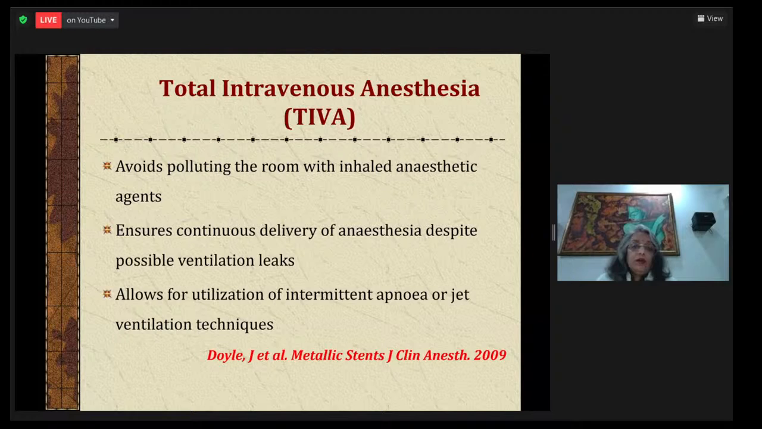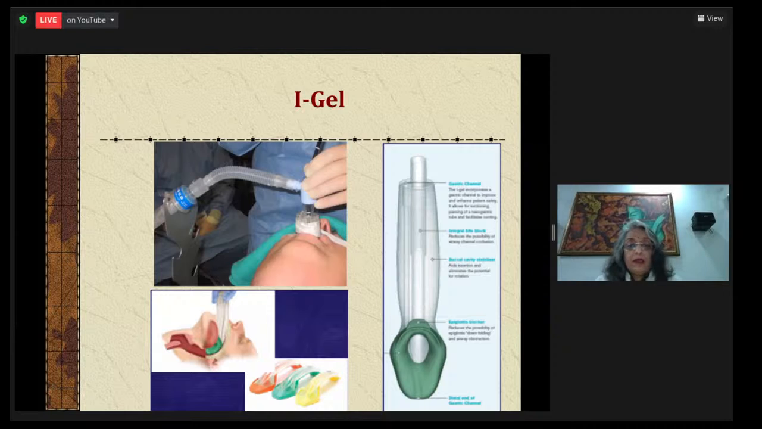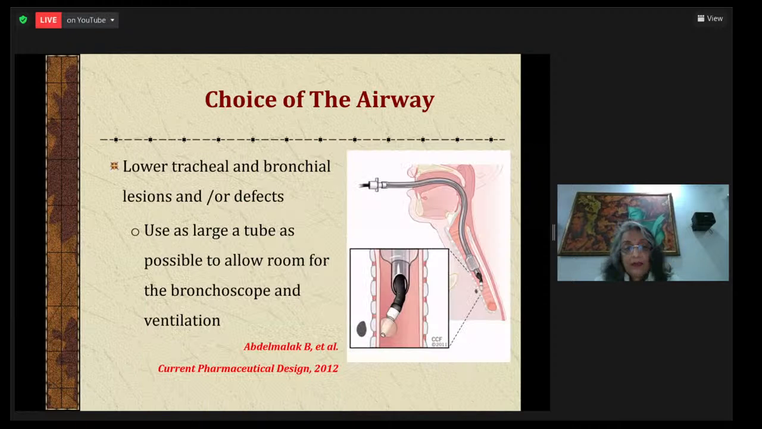The choice of airway for subglottic and upper tracheal lesions is the supraglottic airway device, in which we prefer the iGel because it does not have a preformed shape and it is easier to pass a bronchoscope through this. For lower tracheal and bronchial lesions or defects, if we are planning to intubate the patient, we should use a tube as large as possible to allow room for the bronchoscope and also simultaneous ventilation.